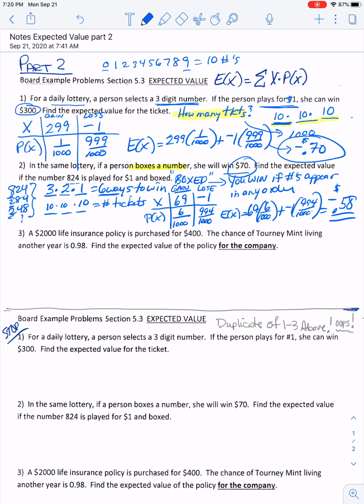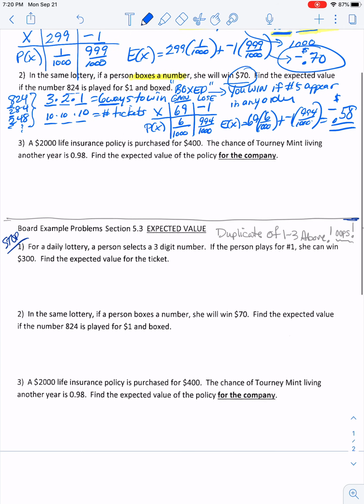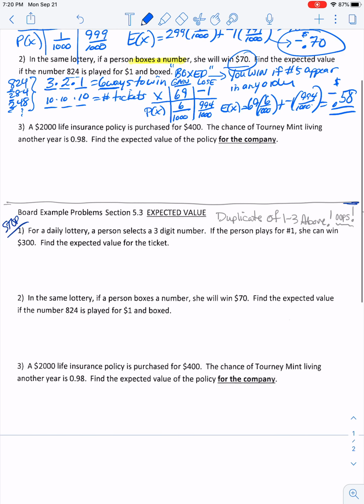All right, one more. A $2,000 life insurance policy is purchased for $400. The chance of Turney Mint living another year is 0.98. Find the expected value of the policy. Okay, and anytime we do life insurance, we are the company. Just take it from that perspective. We're the company, so we're going to set up our probability distribution.